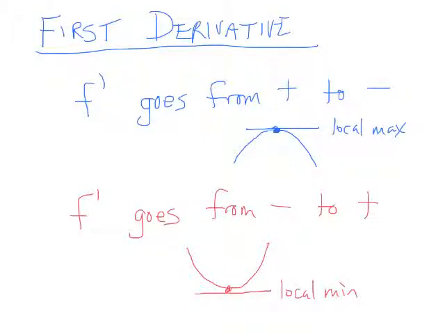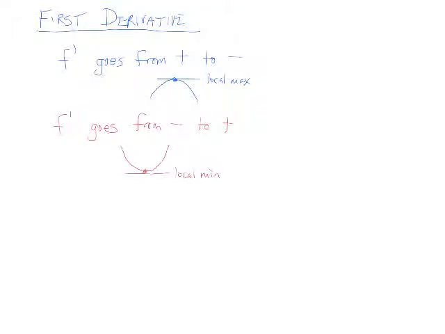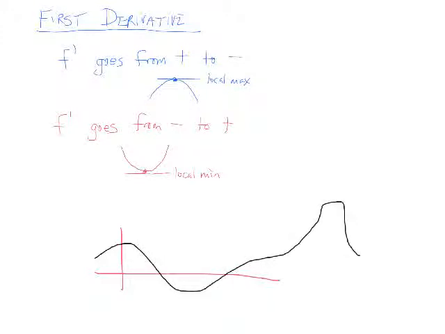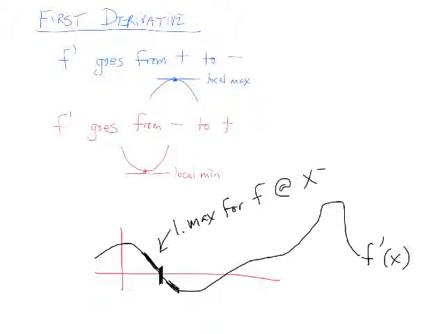The way that I've seen this on an AP test is they might give you the graph of the derivative. So your derivative does something like this, and it asks you where is the max and the min for the function. So if this is f prime of x, at what location is there a max and is there a min? Well, at this location here, you see we're going from a positive derivative to a negative derivative. So there is going to be a local max for f at x equals, maybe this was at 2, at x equals 2.